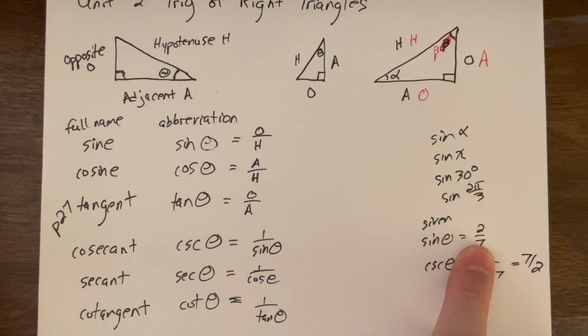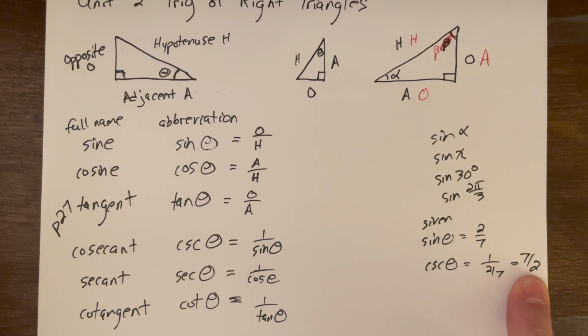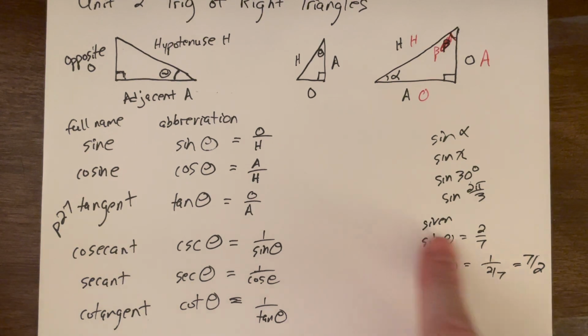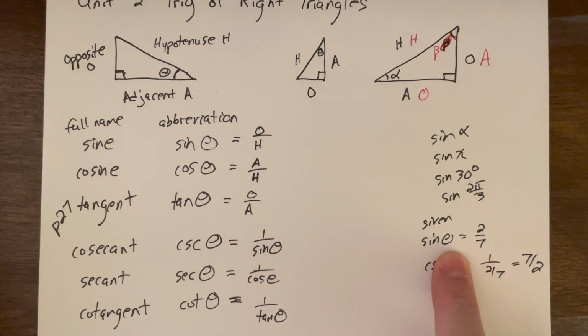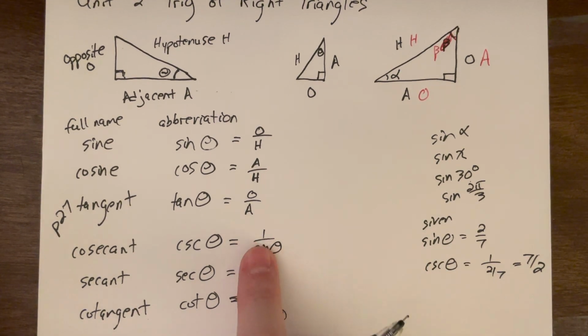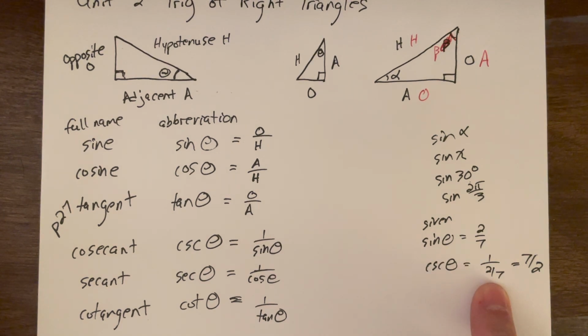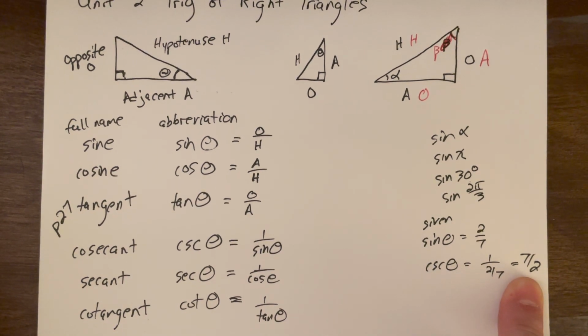So if sine is 2 over 7, cosecant is 7 over 2, and you could do this vice versa. If you started off knowing cosecant was 7 over 2, you flip that. That's the reciprocal, everybody. That's what the reciprocal means, 1 over. And when you do a specific 1 over, it just flips your fraction.